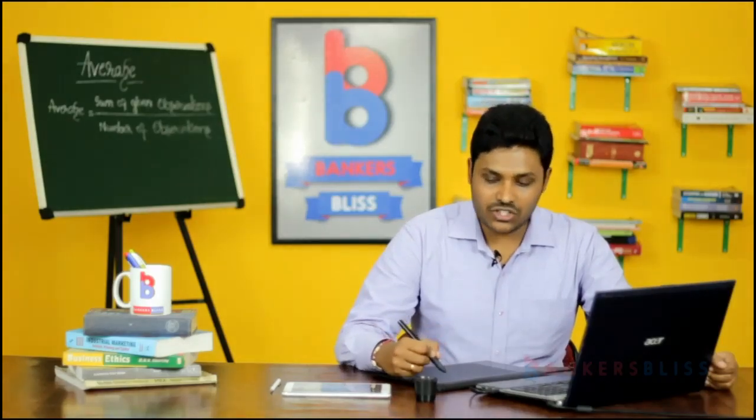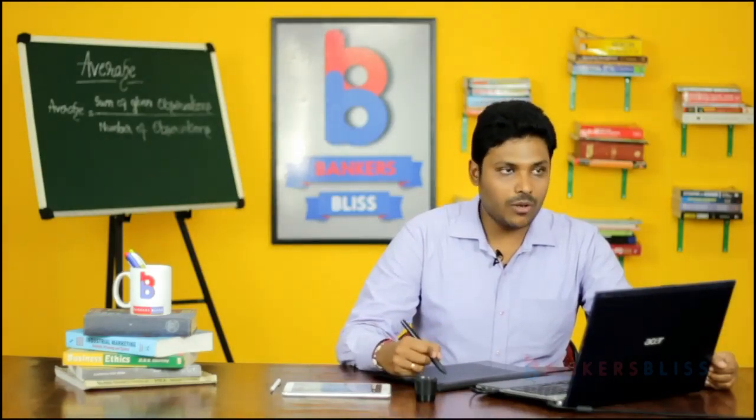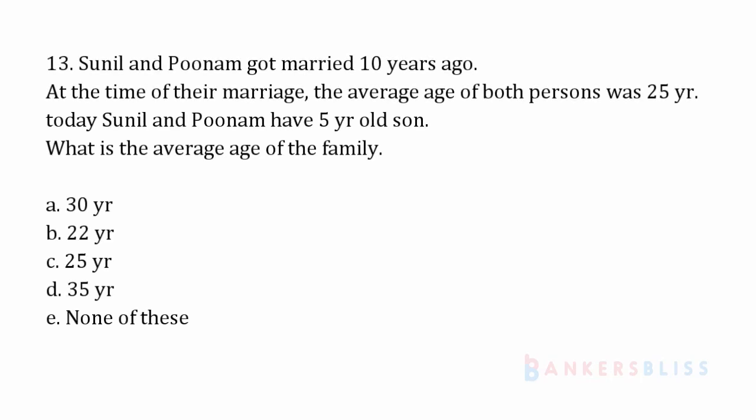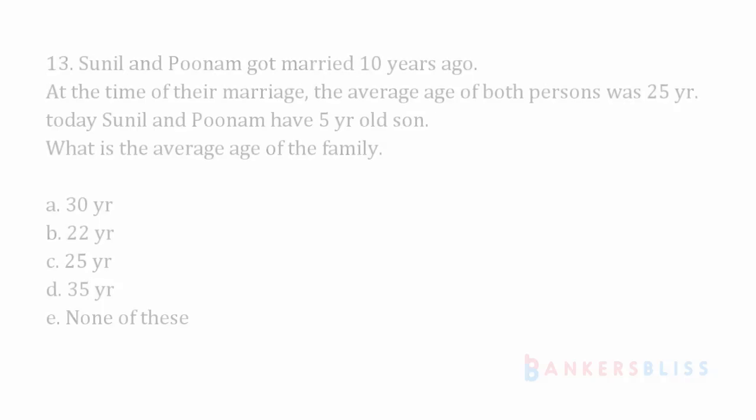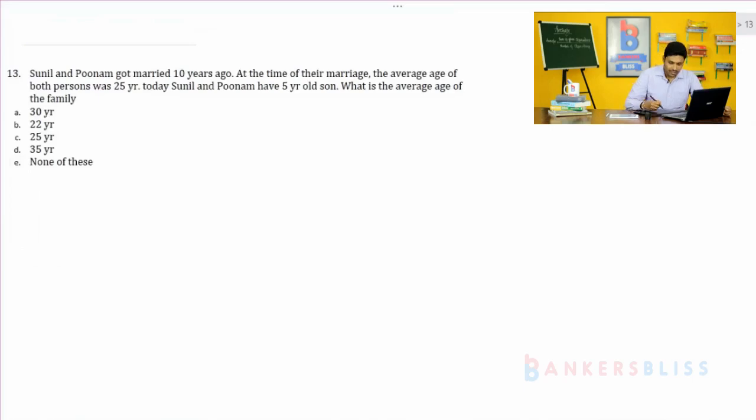Let us go for the next problem, problem number 13. Sunil and Poonam got married 10 years ago. At the time of their marriage, the average age of both persons was 25. Today, Sunil and Poonam have a 5-year-old son. What is the average age of the family? So you have 4 options: 30, 22, 25, 35 and none of these.